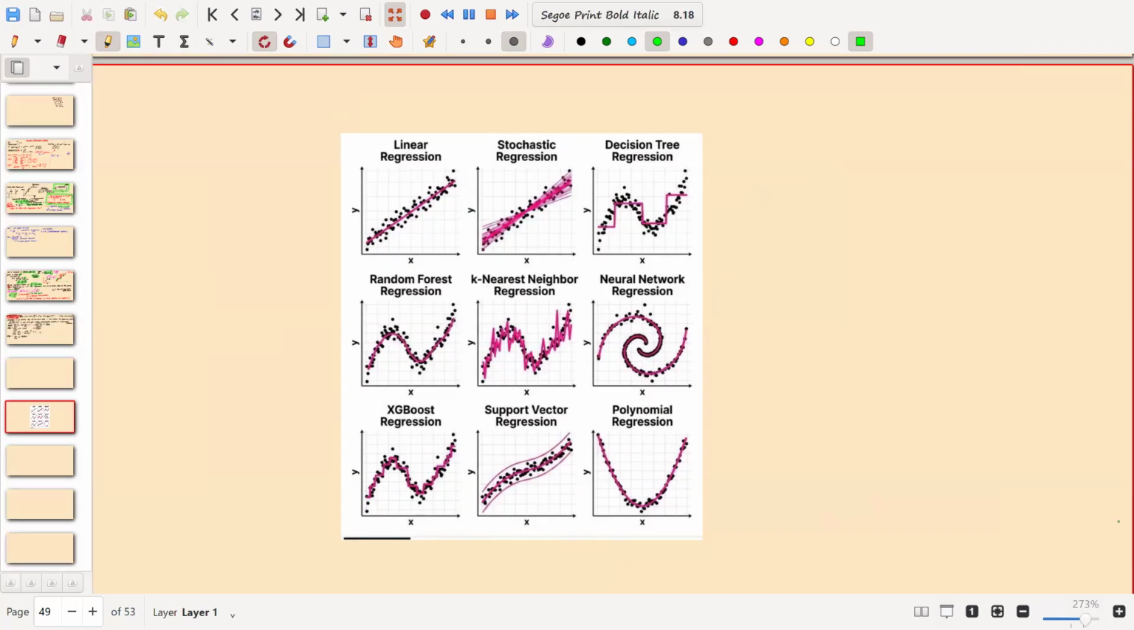But you can see here all are listed in one form. The first one is linear regression, which we will be learning. The second one is stochastic regression. You can see a lot of stochasticity is there; not only a single regression line is used. There is decision tree regression, how you are going to use a decision tree for regression purposes. Random forest, k nearest neighbor regression, neural network regression.